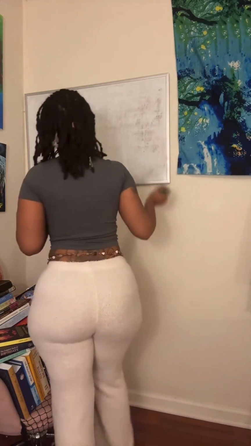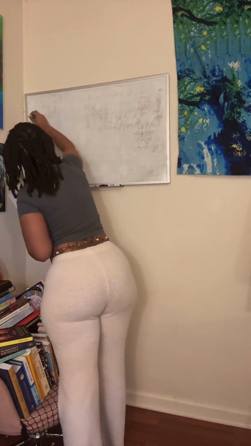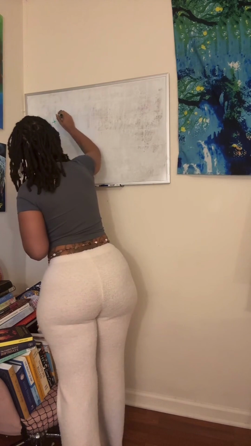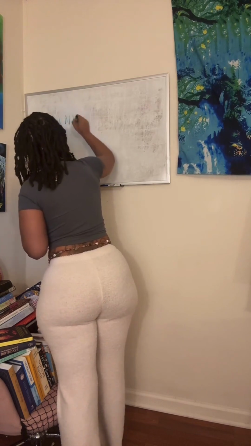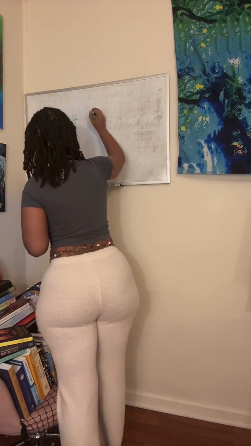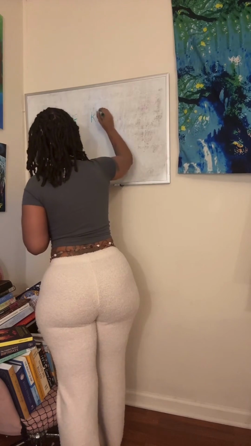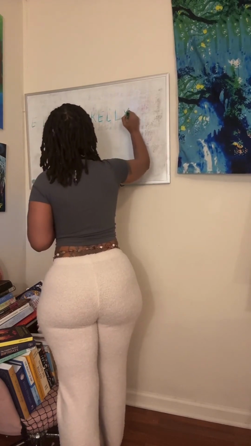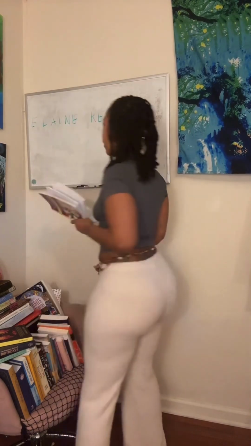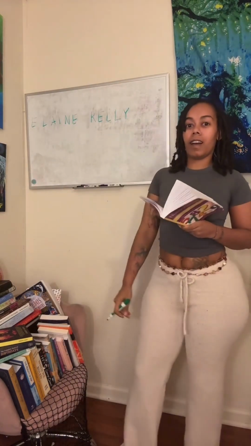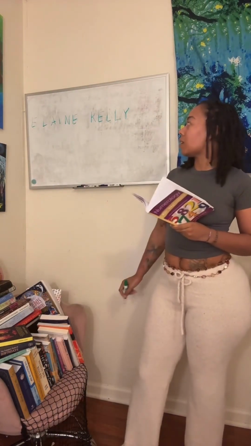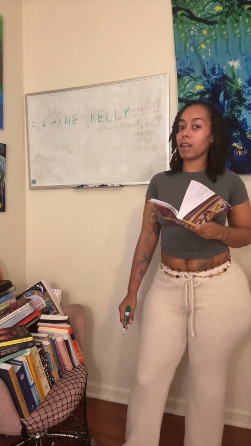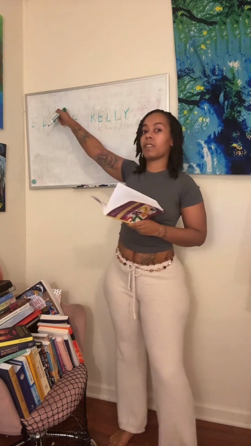So we got Elaine, E, L, A, I, N, E, Kelly, K, E, L, L, Y. Now, we're going to put the numbers for the vowels in her name at the top.